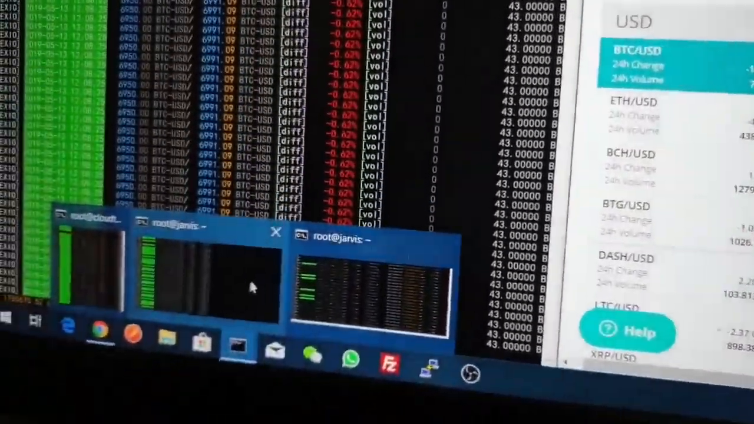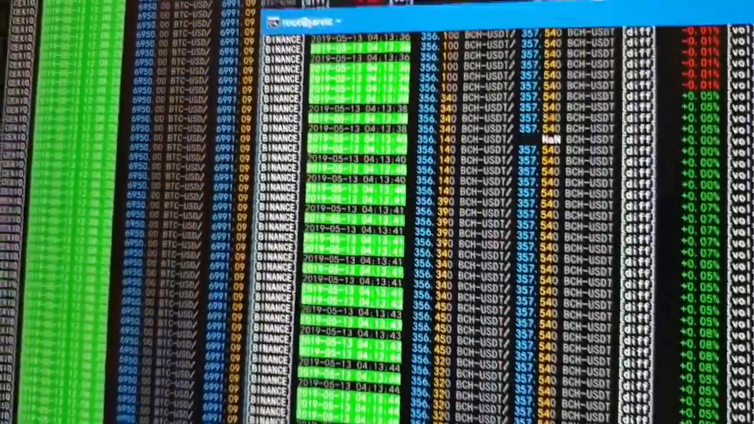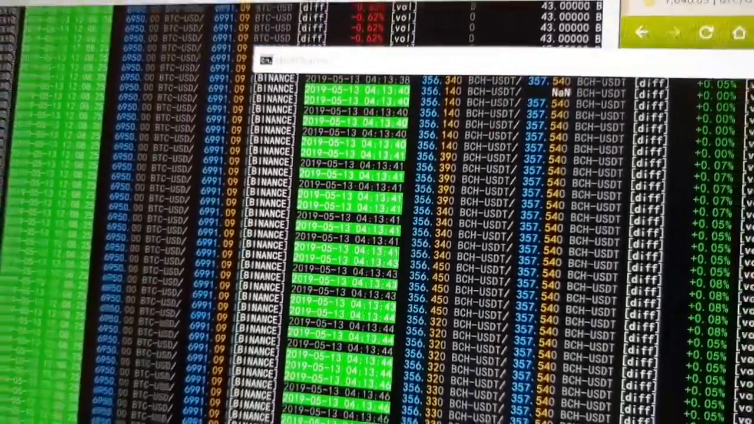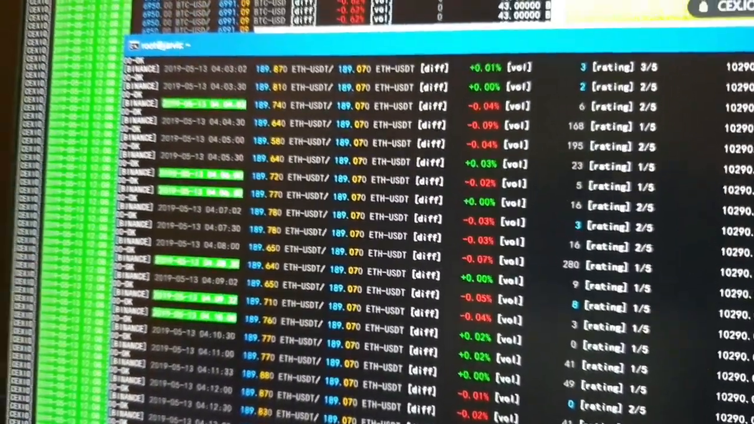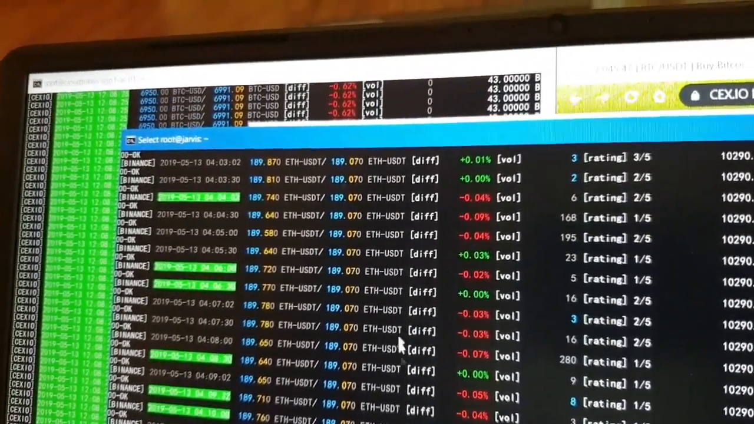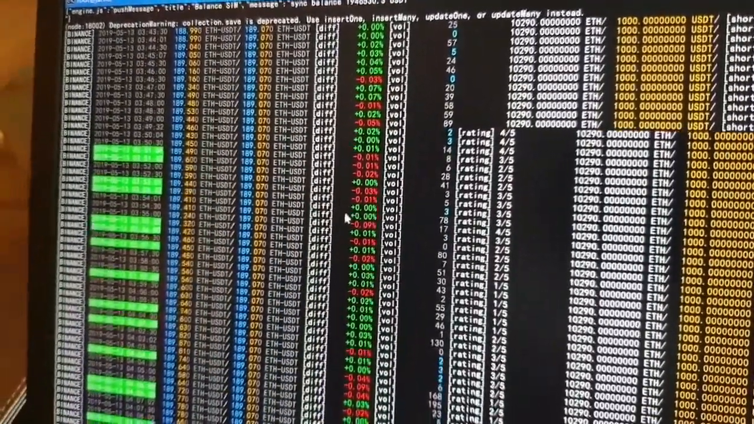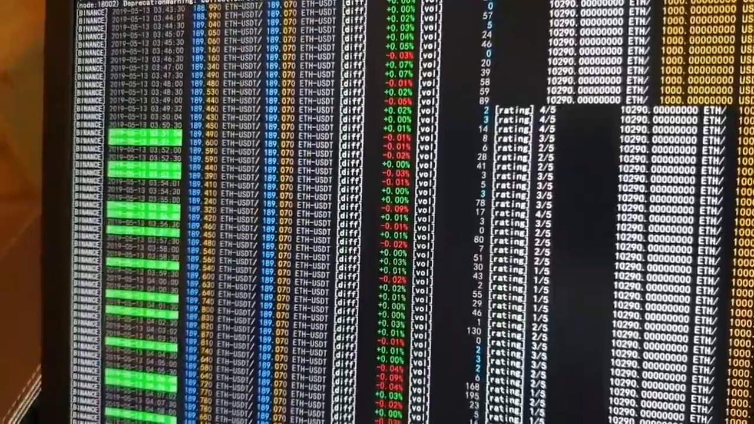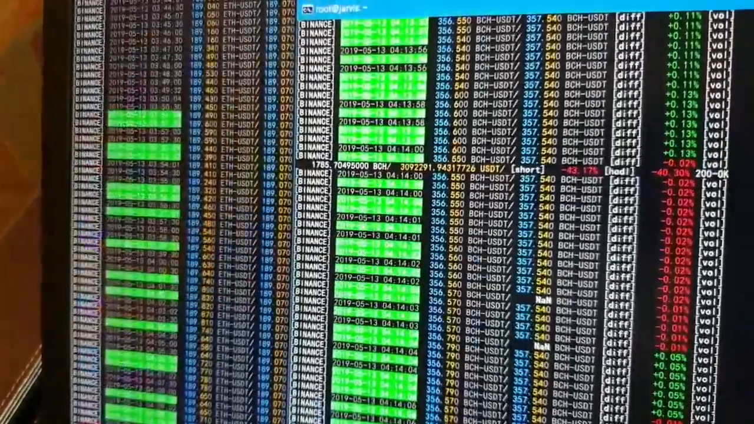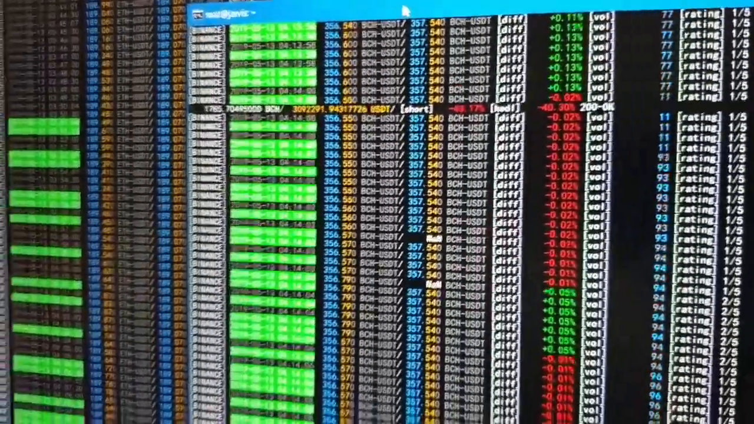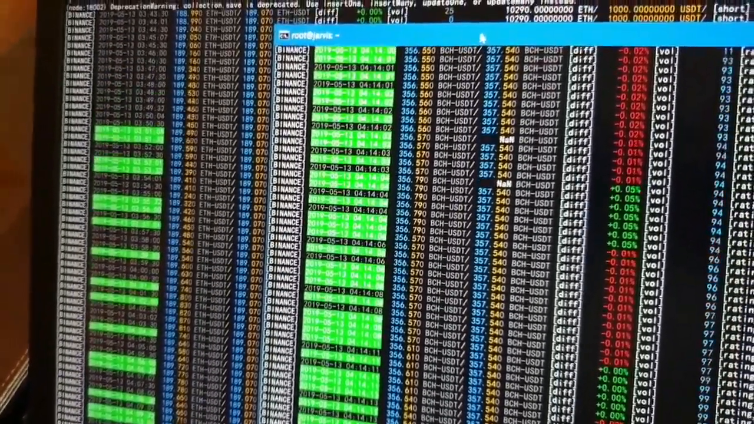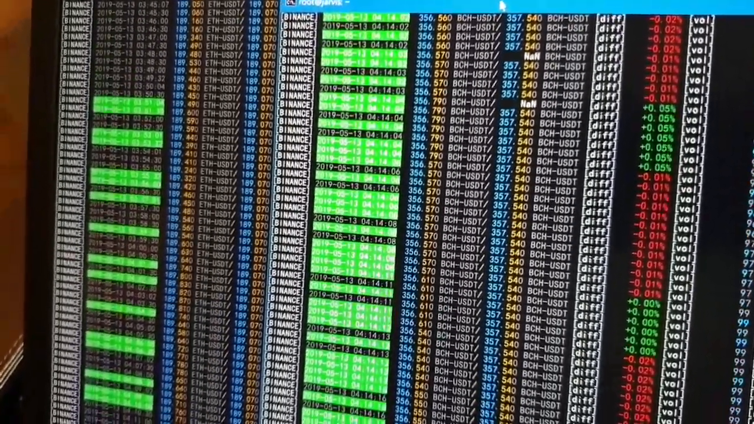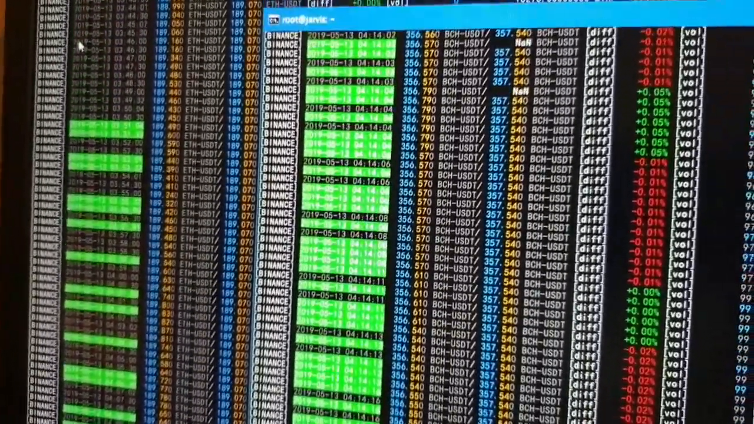This is BCH, BCH USDT. Wow, this is so awesome. This is for the ETH USDT. All of this is analyzing, constantly analyzing all the time. This is Varoom. This Varoom actually spawns the Jarvis engine.